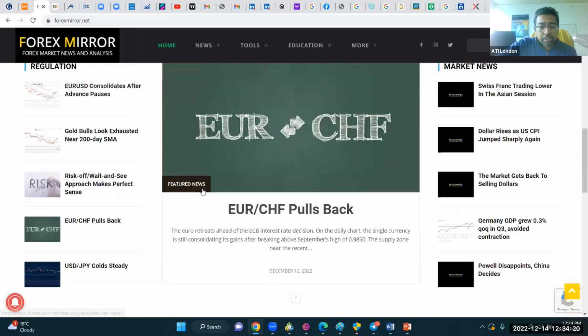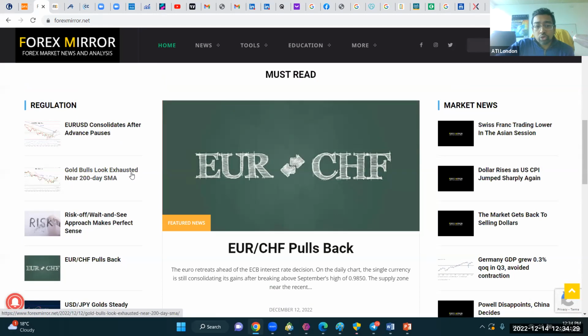Now it says here, Euro CHF pullback. We have Euro CHF making a turn, for example. This is what it means. We have gold bulls look exhausted. That basically means buyers are getting exhausted in terms of gold. So we also want to know through headlines what's been going on with gold, what's been going on with other currencies which are dominating the market at the moment, what are the clearest trends, and what are the reversals going on now. All these little headlines will give you a bit of an edge in understanding the overall trend for various currency pairs or instruments. This is really very important for us to understand. Okay, so there you go.